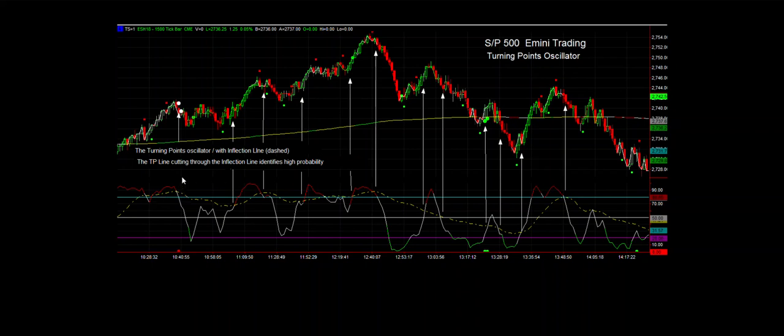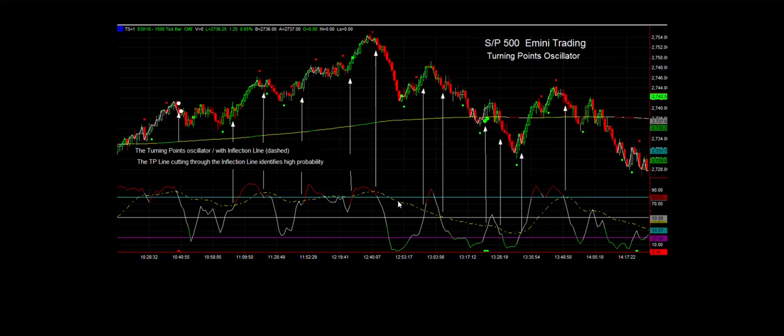So you can see that here, that when this crosses, and of course this does this in real time, there's no lag in this. When this crosses through the inflection line, that is indicative of a turning point. And we can see the price comes down here. Here's crossing up and price goes up. Here's crossing down and price goes down. Here's crossing above it and price goes up. Here's crossing above it and price goes up. Here's crossing below it and price goes down, and so on and so forth.